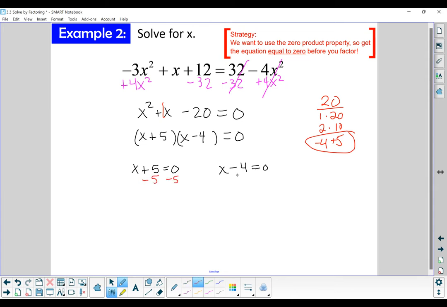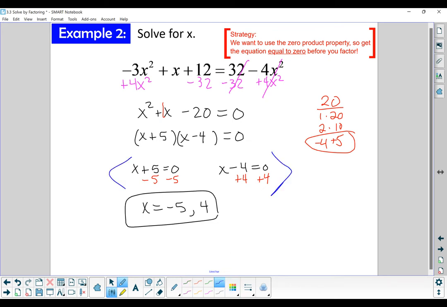And sometimes people will do this in their head, so they don't formally write this out. If you can keep track of what you're doing, that's great. So you don't necessarily have to write these two equations out, but if it helps you get your signs right and everything, then you should definitely write them out.